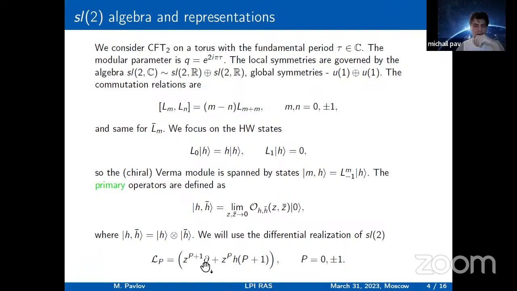And as usual on these operators, we could use the differential realization of the SL2 algebra, which is the following. It's quite standard, but it's going to be useful concerning notations in the future.